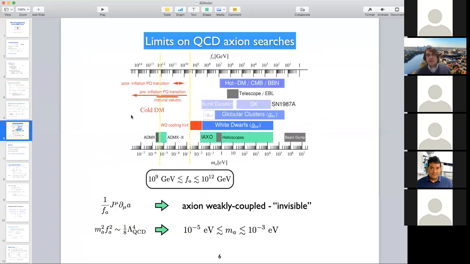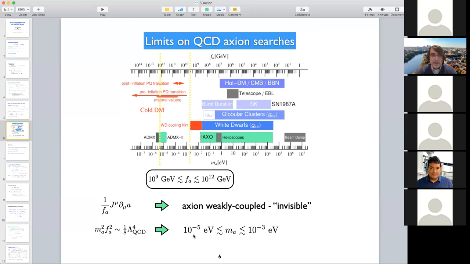And so right now, again, this is quite standard. The limits on the QCD axion searches, it's been looked for a very long time. And the axion decay constant, that's another name for this Fa, is roughly between 10 to the 9 and 10 to the 12 GeV. And because this Fa is a pretty high scale compared to the electroweak scale, the couplings of the axion are suppressed, and this is why the axion is basically called the invisible axion.